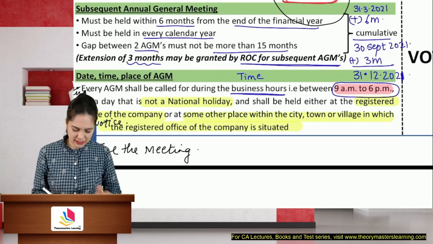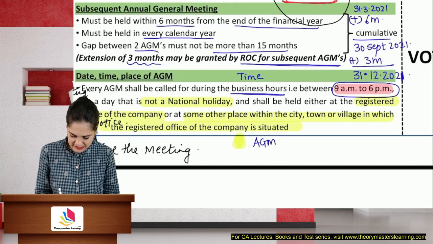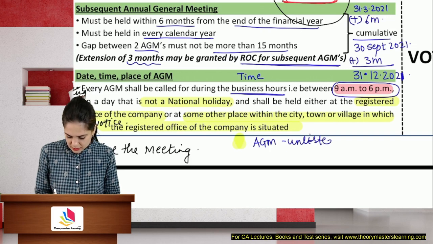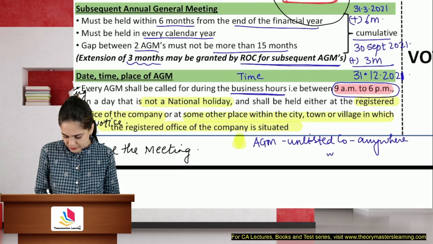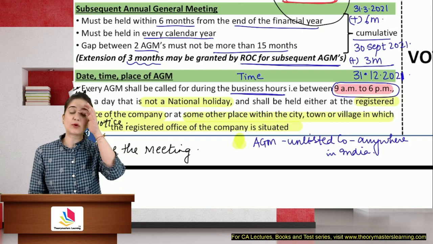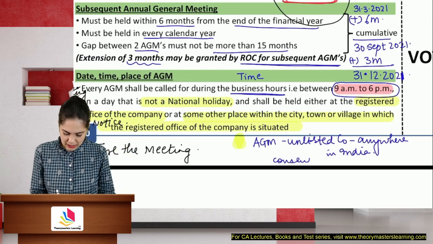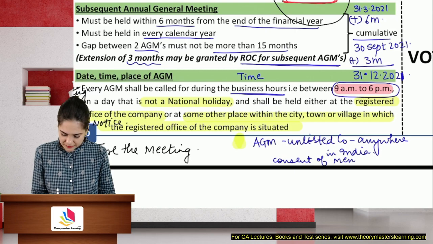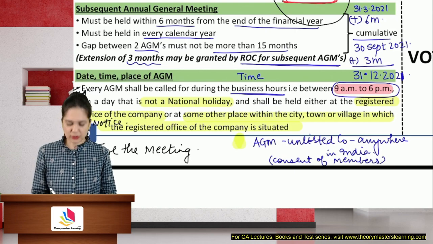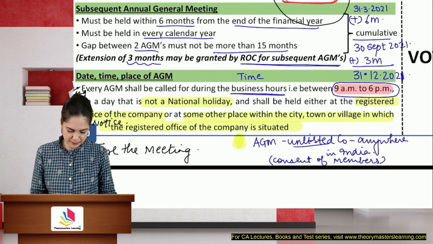Over here, you can write down that annual general meeting, AGM, of an unlisted company can be held anywhere in India, provided the consent of the members is obtained either in writing or through electronic mode. Okay, provided that we obtain the consent of members either in writing or electronic mode in advance, and in that case you can hold it anywhere in India, but only for an unlisted company.